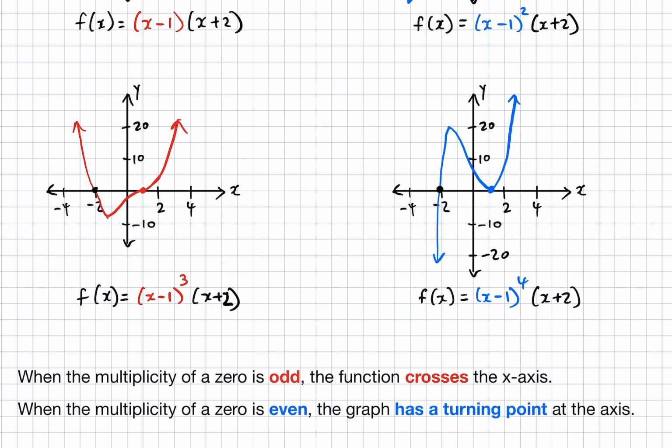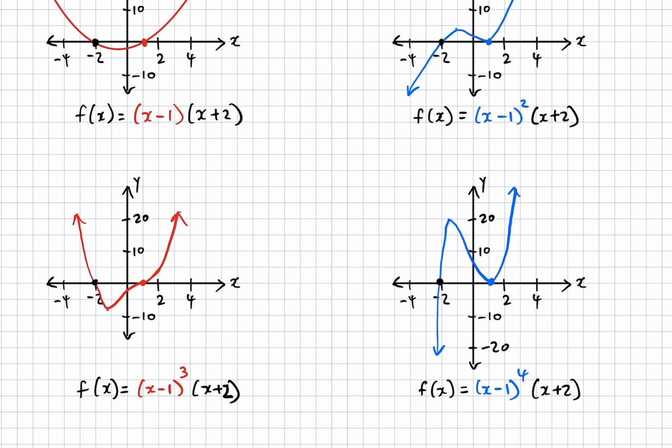Now let's take a look at this third example. Here we have 3 occurrences of x equal to 1 and 1 occurrence of x equal to negative 2. So with one occurrence, the function goes through the intercept, okay? And as we come to the next intercept, which is 1, it actually goes through, okay? Similar to this example here. And let's take a look at the fourth example.